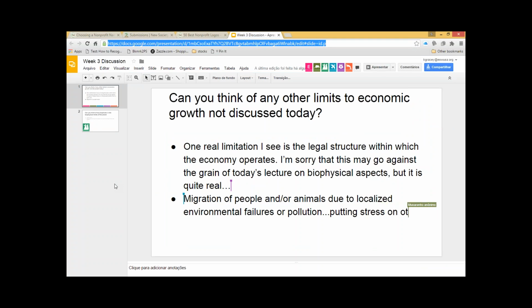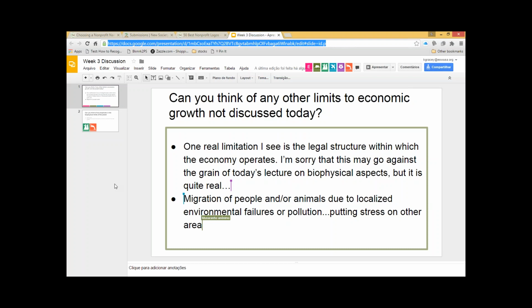It's not necessarily a biophysical limit, but it is very, very real, and it's one that we have made more progress in incorporating into our decision making than biophysical limits, but one that we are still challenged by.